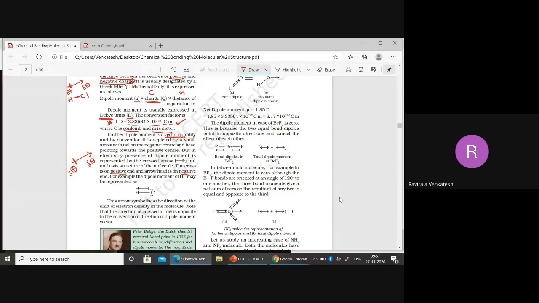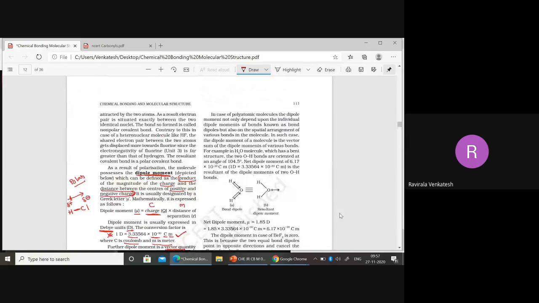For example, HCl. Hydrogen is positive charge, chlorine is negative charge. You know this based upon group number. Higher the group number, higher the electronegativity for same period elements, isn't it? So this is about the dipole moment definitions actually. Now I already told you 1 D is equal to 3.3 and everything.